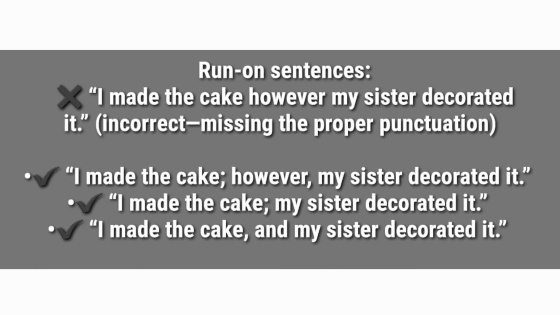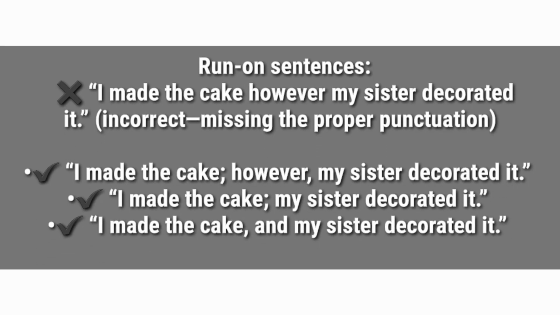Now about run-on sentences. Run-on sentences can occur when we join two independent clauses without the correct punctuation or conjunction. For example, the incorrect way to say that is, I made the cake, however, my sister decorated it. Incorrect. It is, because it messes the proper punctuation. Again, we can correct the mistake by using any of the methods described earlier.